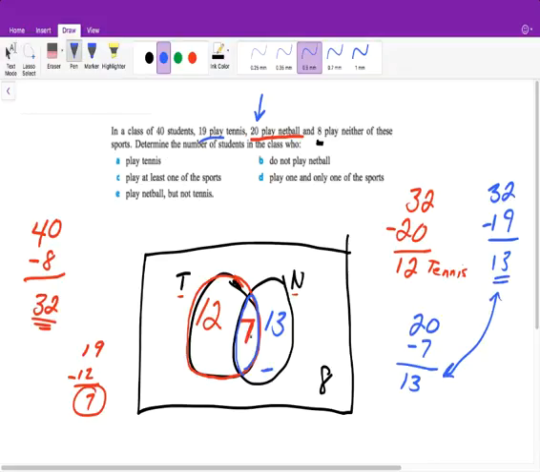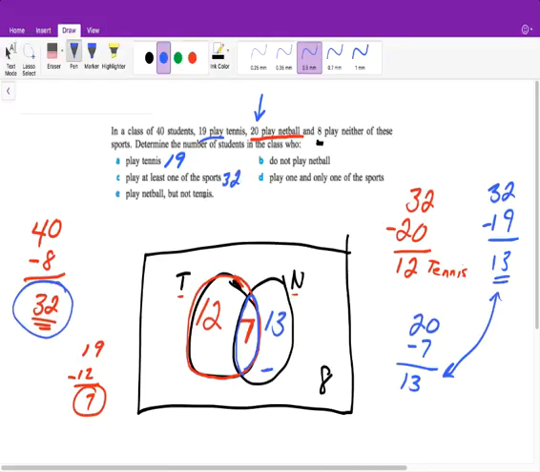All right, so how many people play tennis? That's this entire circle. So it would be 12 plus 7, or 19. How many people play at least one sport? So that is one or both. So 12 plus 13 is 25, plus 7 is 32. And we also knew that when we did this part here.